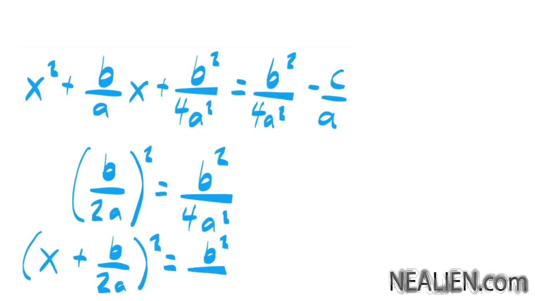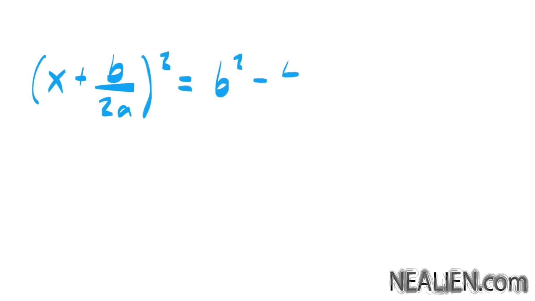On the right side, we have b squared over 4a squared minus c over a. It'd probably be good if we had a common denominator. So I'm going to multiply the c over a by 4a over 4a. So at this point, we have x plus b over 2a squared is equal to b squared minus 4ac over 2a, which is squared. That's the same as 4a squared.